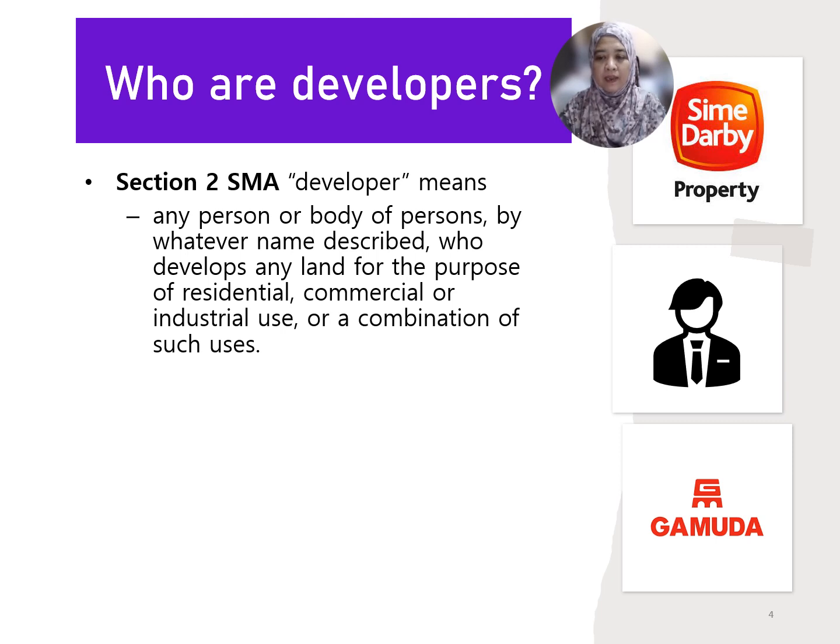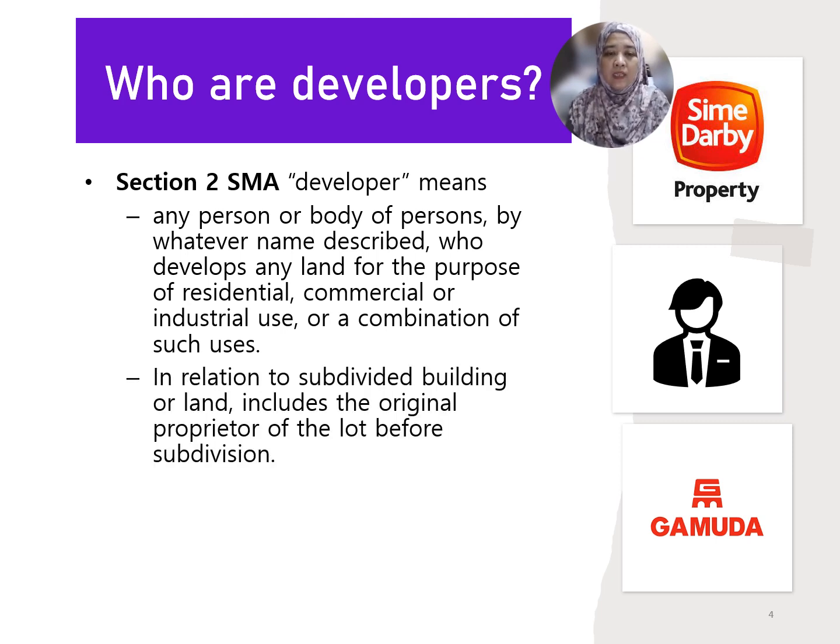But as I highlighted a lot of times in our lecture, strata properties can also include commercial properties such as strata office, industrial factory strata. Combination, as what we're going to learn later on, we have integrated mixed-use strata. In relation to subdivided building or land includes the original proprietor of the lot before subdivision.